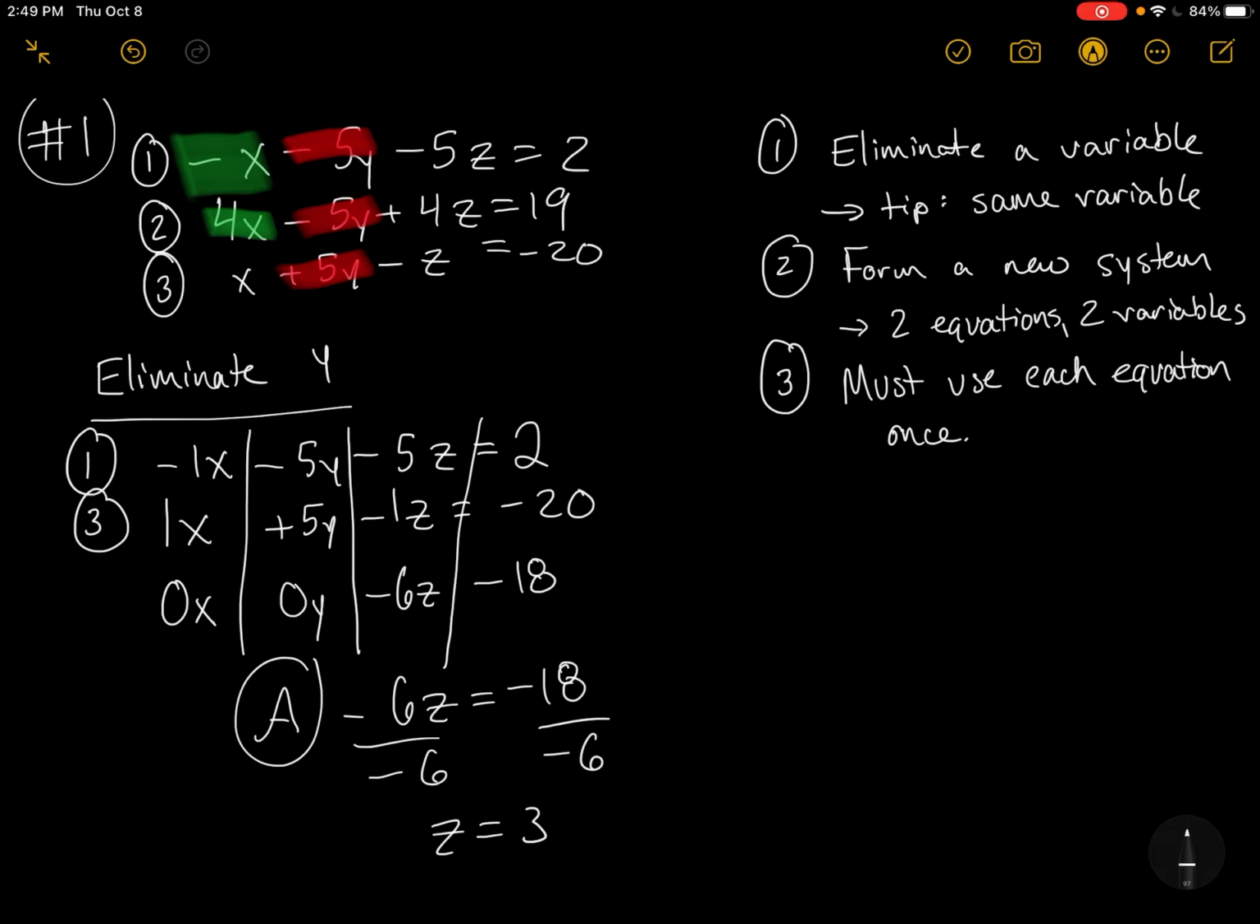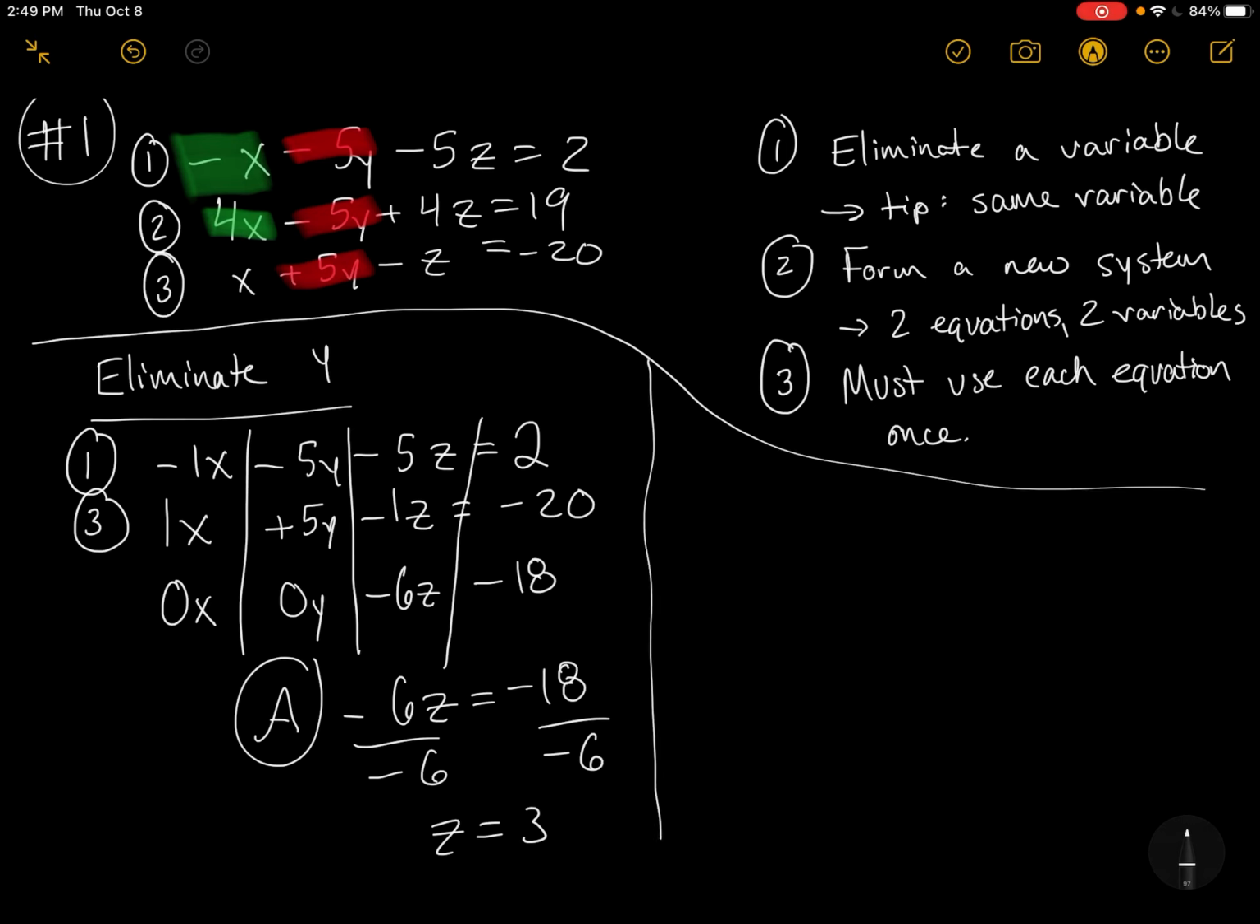All right. So let's check our steps. Did we eliminate a variable? Yes, we eliminated y. Did we form a new system? No, we didn't yet. So we need 2 equations with 2 variables. We only have 1 equation here, so we need to eliminate y again. All right, so let's see. Again, same goal, eliminate y. And I'm going to look at number 3, must use each equation once.